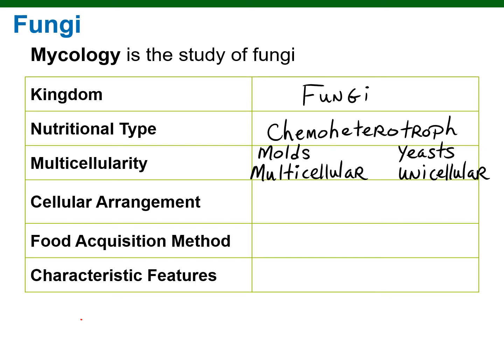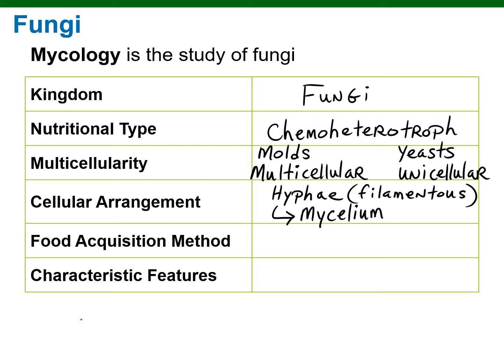And then we can look at cellular arrangement. All sorts of fungi produce what are called hyphae. And hyphae are described as filamentous structures. They look like little threads or filaments that are clear, and they tangle up into masses called mycelia. So hyphae give rise to mycelia, or the singular for one mass of hyphae is called mycelium.